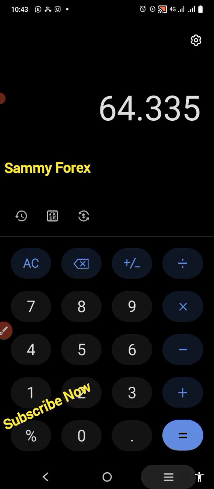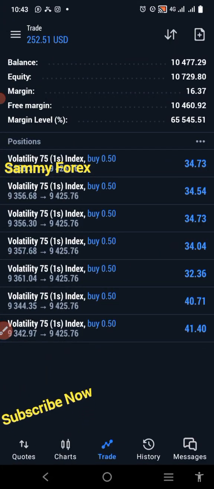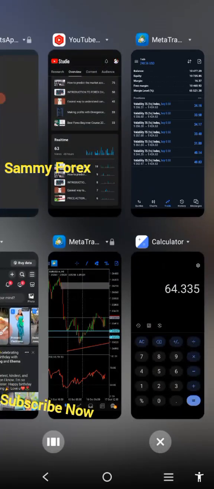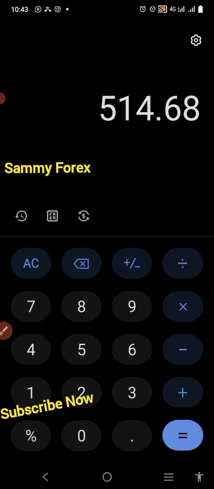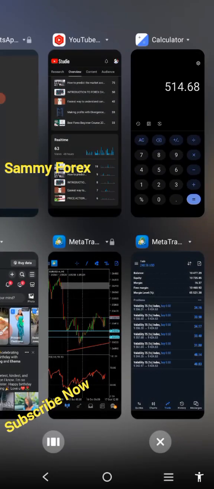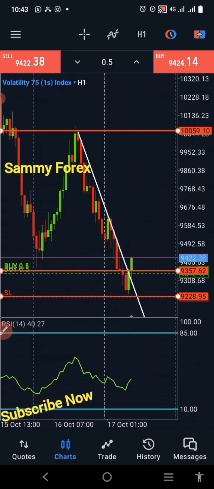Now how many entries do I have here? 1, 2, 3, 4, 5, 6, 7, 8 entries. Now 64 times 8, so I will lose a total of $514.68 if this market goes against me and touches my stop loss. Have you seen?